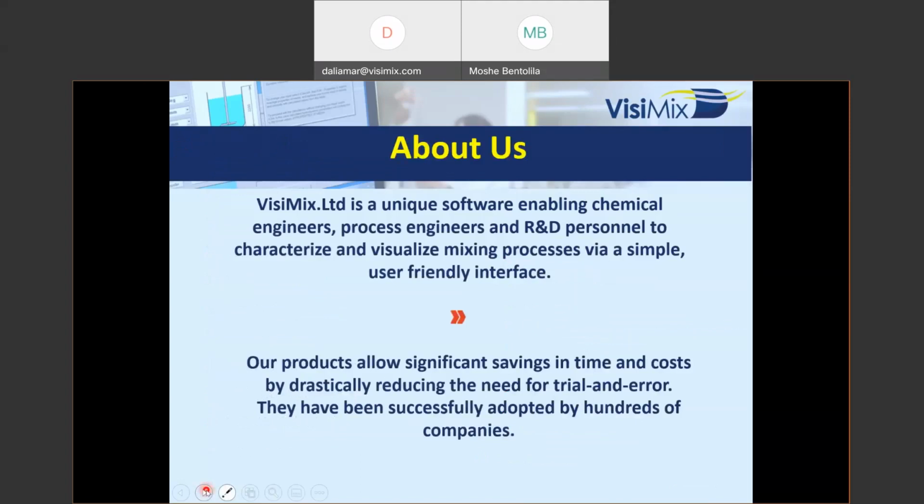So, only to remind you, VisiMix is software based on physical models. We are solving the momentum balance, we get the velocity of the flow, and once we have it, with other data that you will provide, we'll be able to calculate the mixing parameters that are influencing our process. So remember well, we are generating conditions for my process.